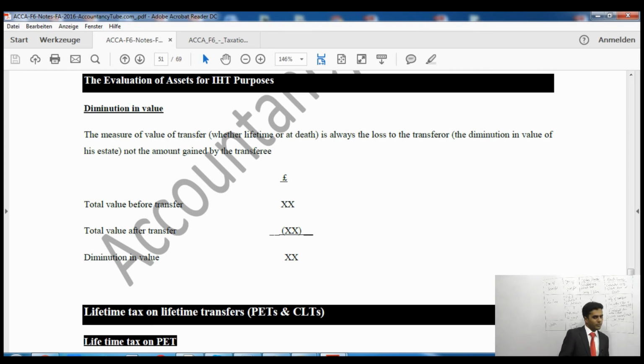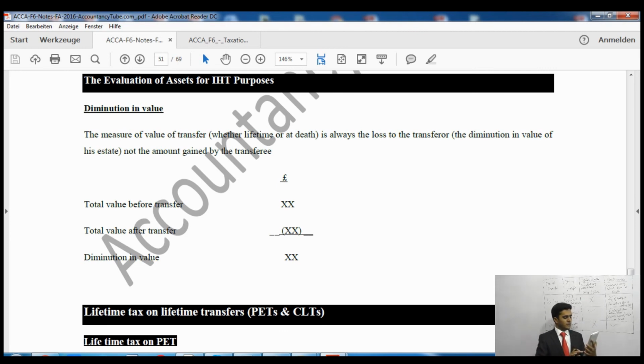Likewise. So I will come to our topic, which is diminution in value. Whenever we are calculating the value of the shares, the value of the transfer, whatever I am giving to my son, we won't take that value. We will take the value of what I am losing, not what he is gaining, right? Now how can we do that? You might be thinking that it will be exactly the same thing, what he is getting is what I am losing. No, it's not like that. We will see a question on that, then you will understand this better, right?